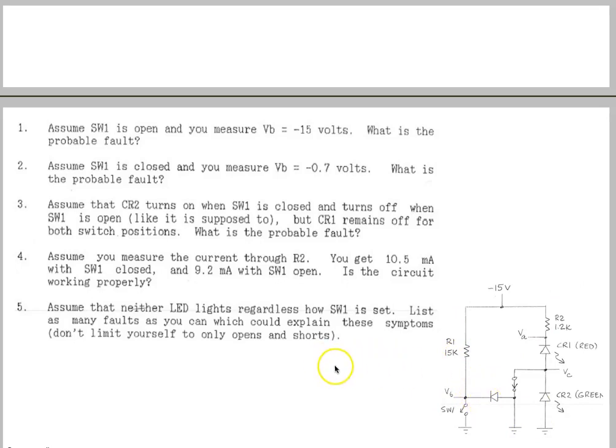If this is not clear, just pause the video, look at the circuits, and see if you are able to answer all these questions.